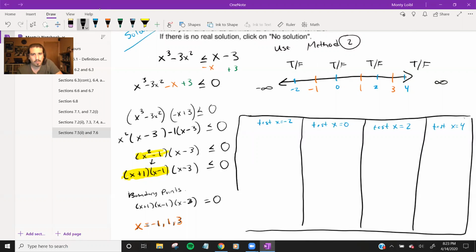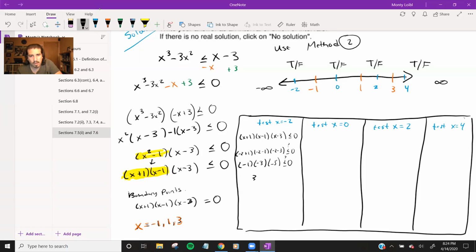So let's use that real quick. x plus 1, x minus 1, x minus 3. We want to know if that's less than 0, right? So plugging each of these in, you get -2 plus 1, -2 minus 1, -2 minus 3. Is that less than or equal to 0? Well, this gives us -1, -3, -5. Again, we don't know if that's less than 0.